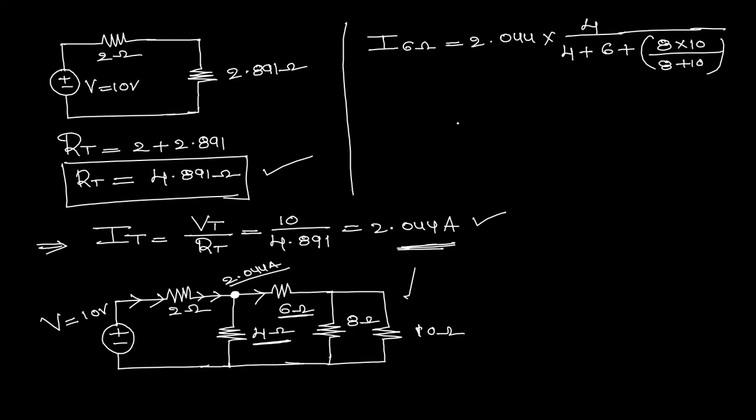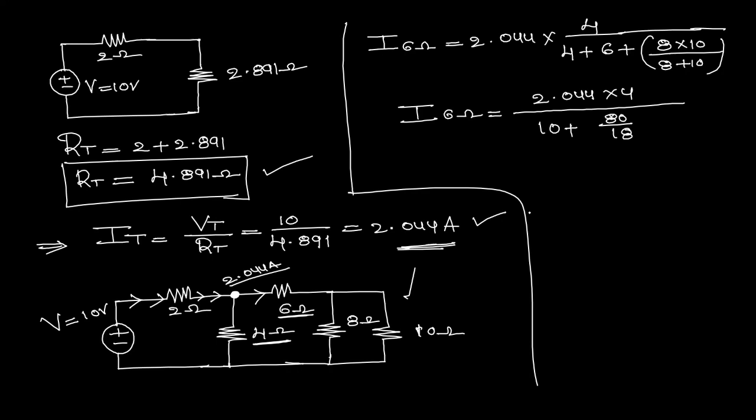If you simplify this, you are going to get the value as 2.044 into 4, divided by 4 plus 6, how much? 10, plus 8 into 10 divided by 8 plus 10. So that is 80 divided by 18.